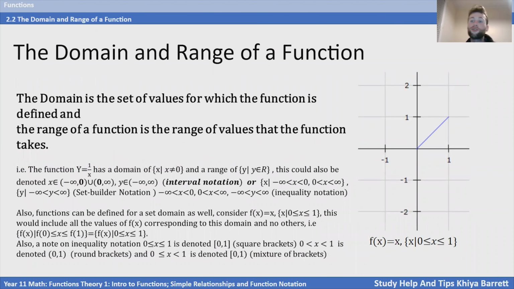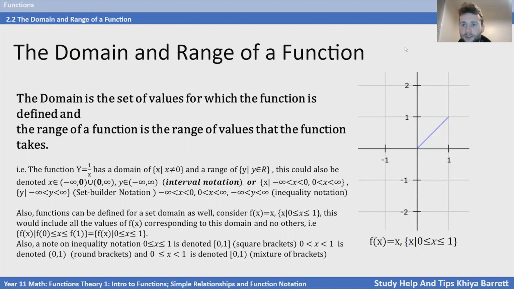So the domain and range of a function. The domain is the set of values for which the function is defined, and the range of the function is the values that the function takes. Now, how do we look at this? Well, the easiest way to look at this is that the domain is the x variable. It is the independent variable. It is all the values that the independent variable could be. And the range is all the values that the dependent variable could be. Range is y, domain is x.